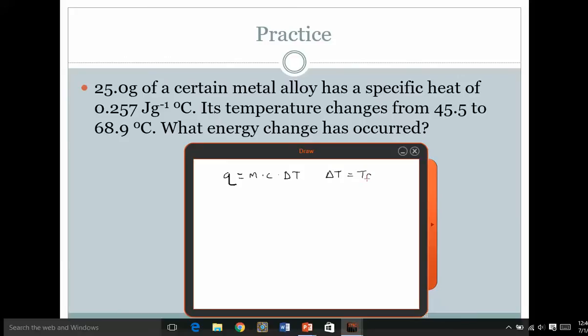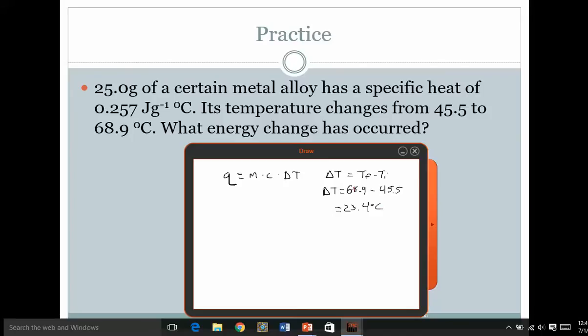And to do delta T, we have to do TF minus TI. We must do it in that order. So the change in temperature of this object, it went from 45.5 to 68.9, so it's heating up. So its final temperature is 68.9, and its initial temperature is 45.5, and we subtract those two things, we get 23.4 degrees Celsius.